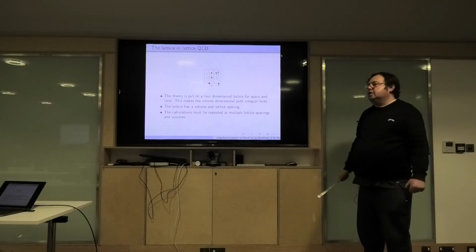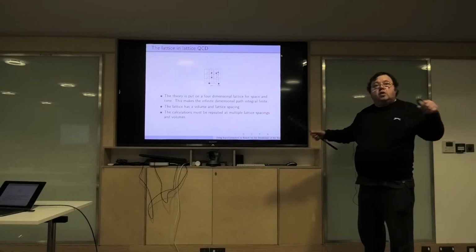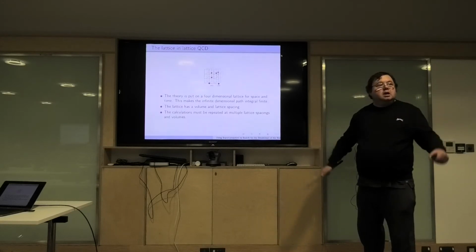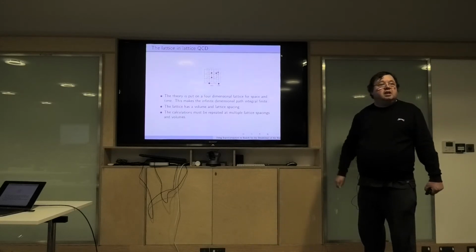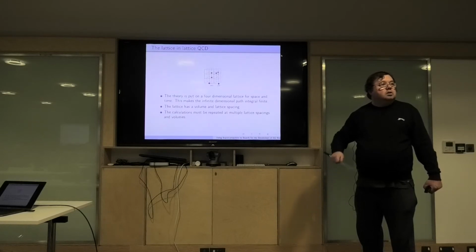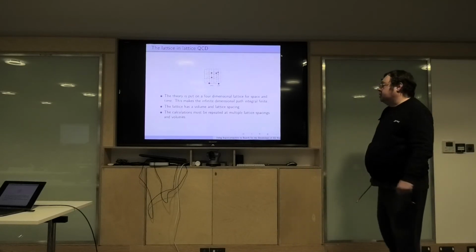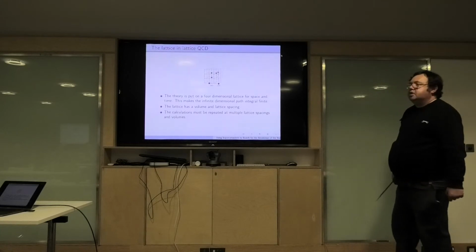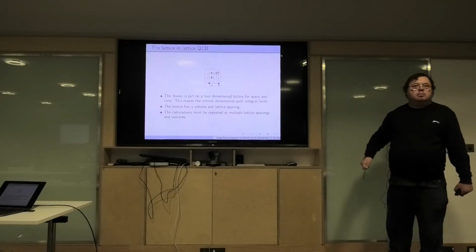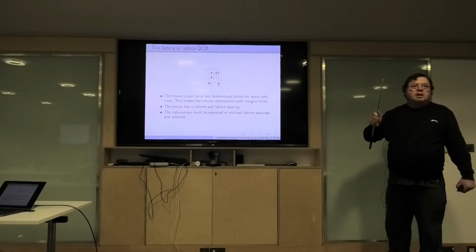So what we have to do is do the calculations a number of different times with different volumes and different lattice spacings, and then do an extrapolation to the infinite volume limit and also to the continuum limit. That also has implications for data handling, because I have to repeat my calculations multiple times, and I have data tagged by different lattice spacings and different volumes.